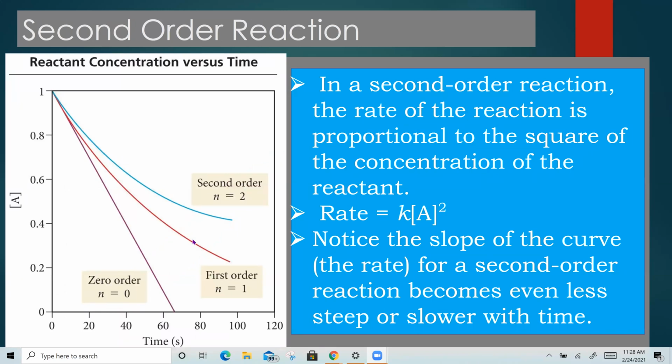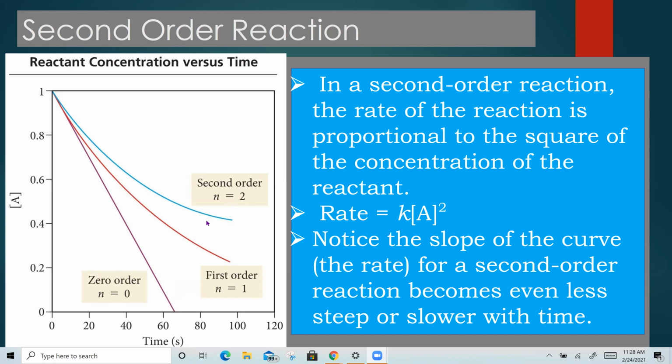And this is the last order that we're going to talk about. You should see on your AP test 3 orders: 0, first, or second. And so in a second order reaction, n is equal to 2. So you can look at your rate law here, and it's rate equals ka squared. And the reason why we have a 2 there is because we're saying that this is a second order reaction. In a second order reaction, the rate of the reaction is proportional to the square of the concentration.